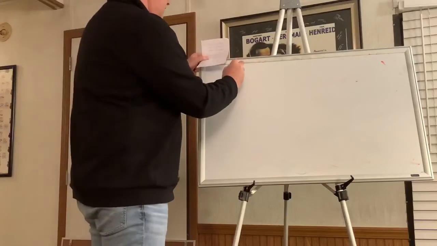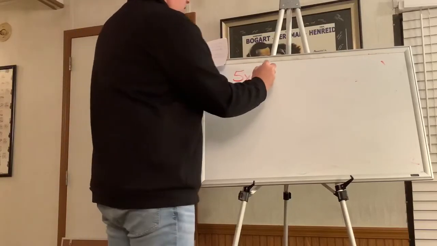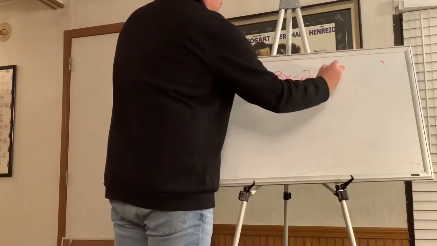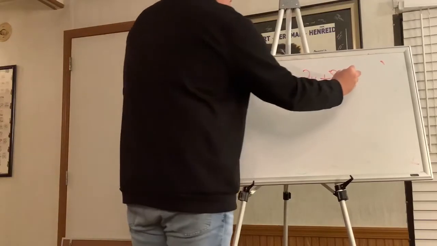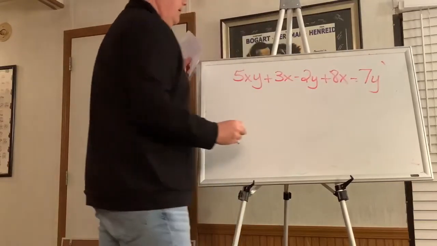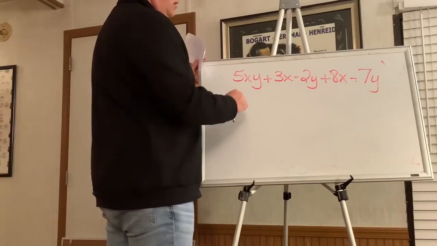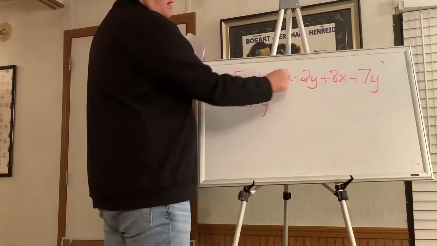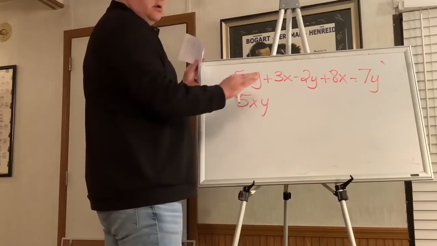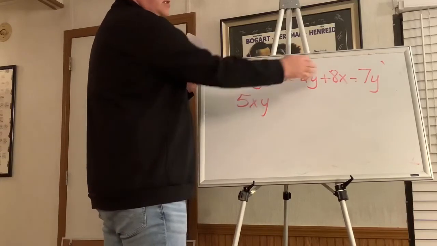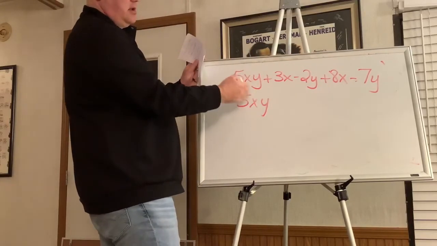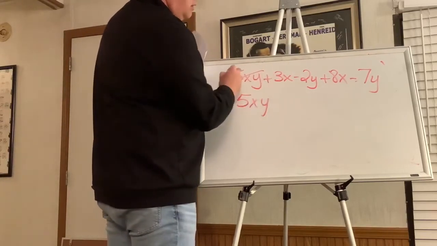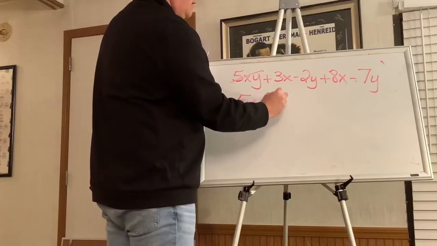The next one, 5xy plus 3x minus 2y plus 8x minus 7y. Okay, so now I go through, this is the only xy. Can't combine these with just x or just y. Those are different. This is an xy. If there was another xy, like plus 3xy, you could add that and make it 8xy, but there is no other one. You can do 3x plus 8x is 11x.